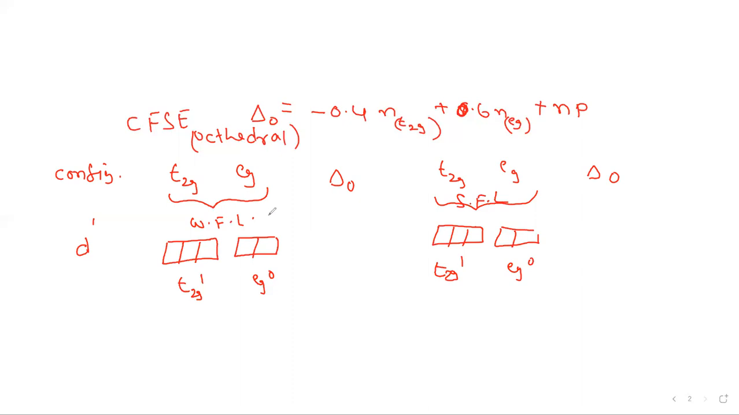How can we calculate delta O? For t2g1, minus 0.4, only one electron, so n is equal to 1. The t2g contains only one electron, plus there are no eg electrons and there are no paired electrons. Therefore, we get minus 0.4 Dq. In the presence of a strong field ligand also, we have minus 0.4 Dq.